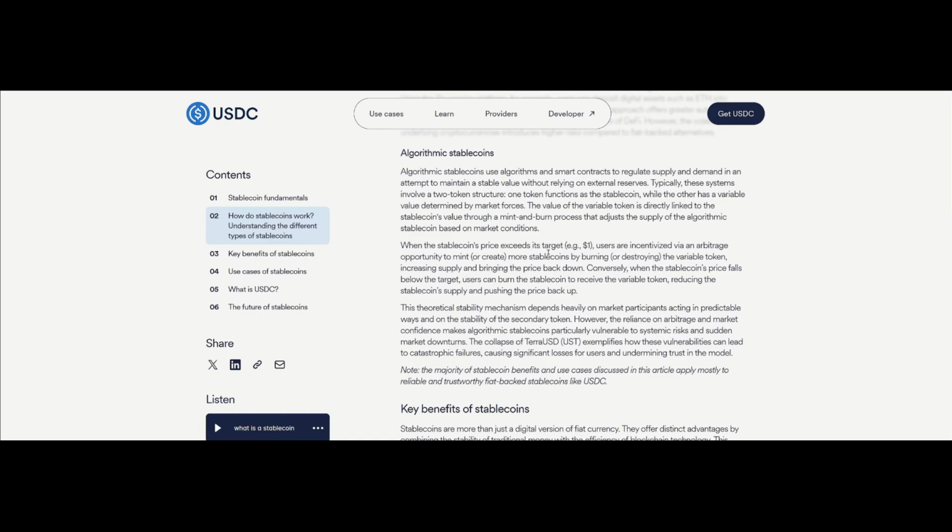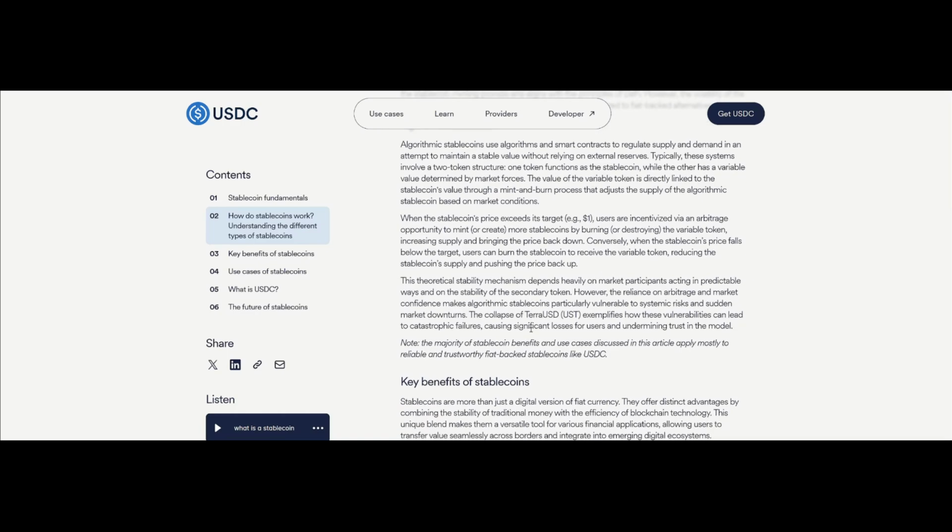When the stablecoin price exceeds its target, e.g., $1, users are incentivized via an arbitrage opportunity to mint or create more stablecoins by burning or destroying the variable token, increasing the supply and bringing the price back down. Conversely, when the stablecoin's price falls below the target, users can burn the stablecoin to receive the variable token, reducing the stablecoin supply and pushing the price back up.